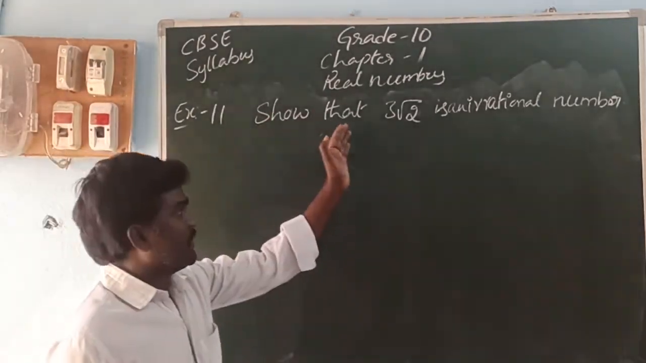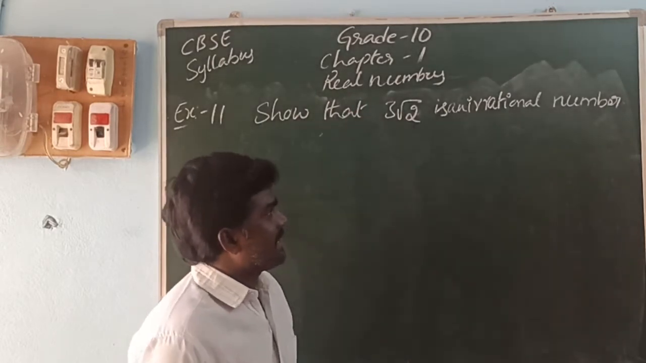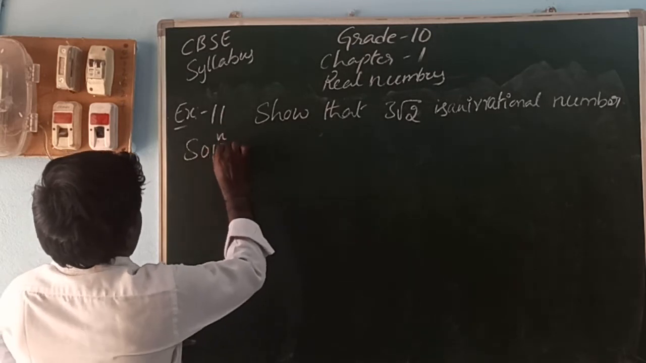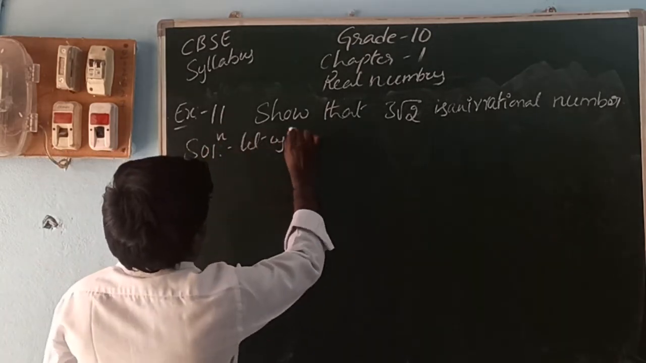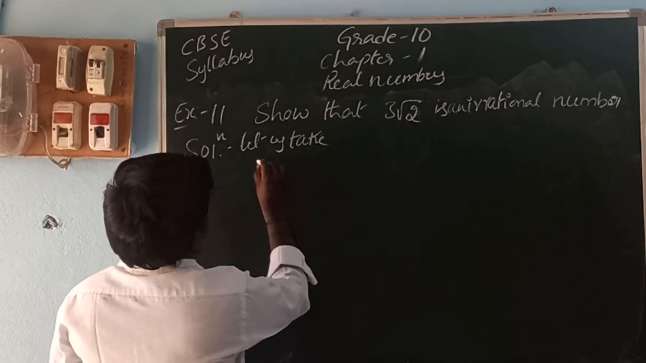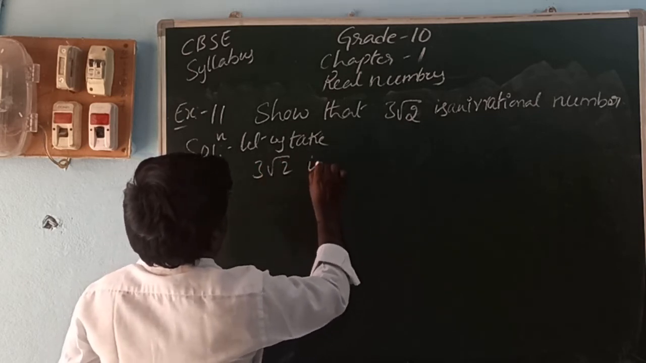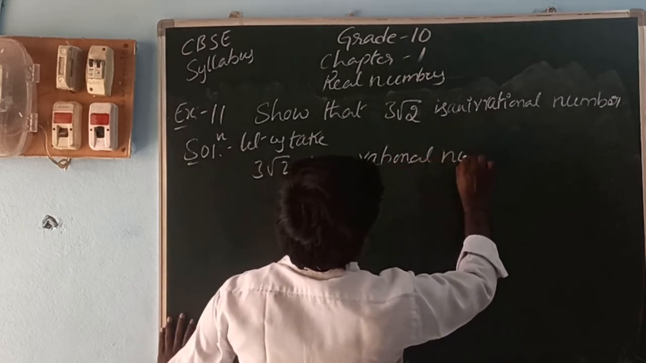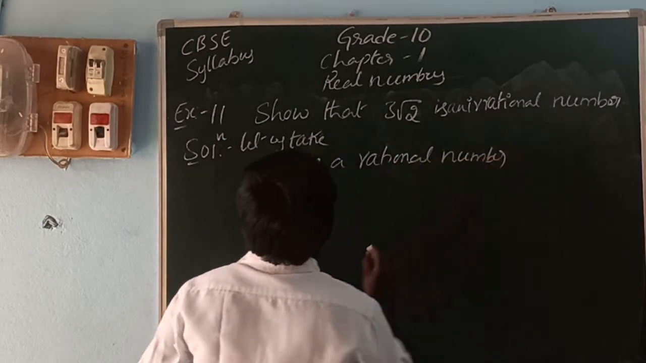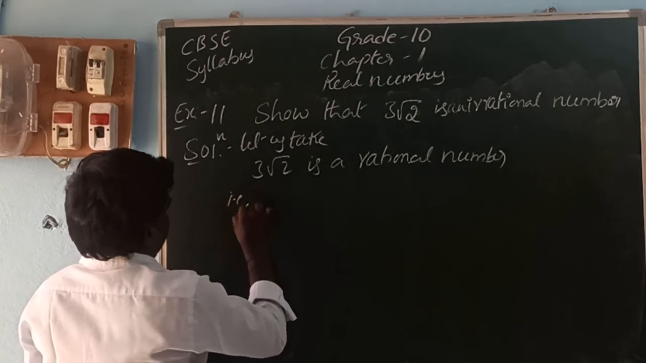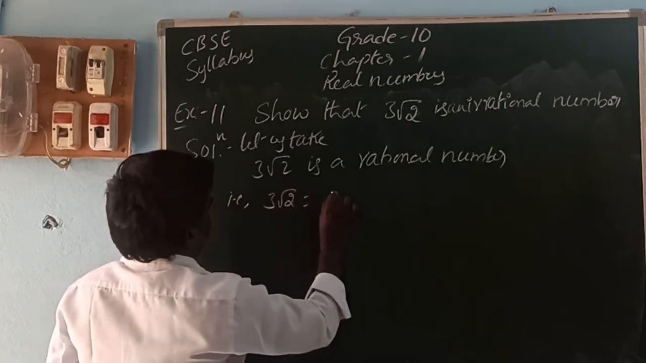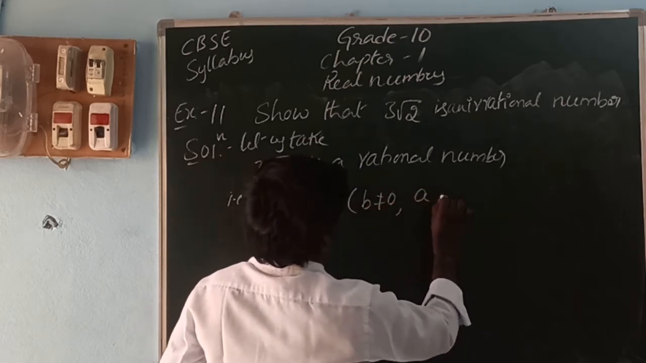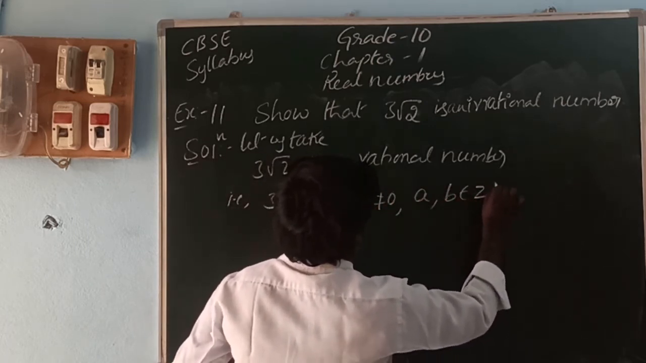Example 11. Show that 3 into root 2 is an irrational number. Same. Okay, here, let us take 3 root 2 is a rational number. That is, 3 root 2 is equal to a by b, b is not equal to 0, a and b are integers.